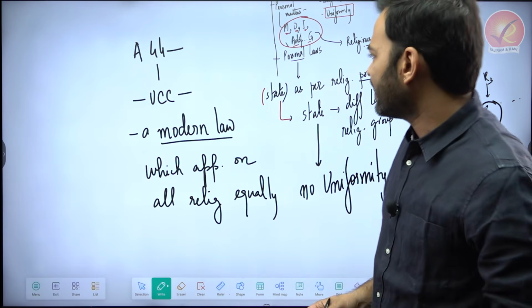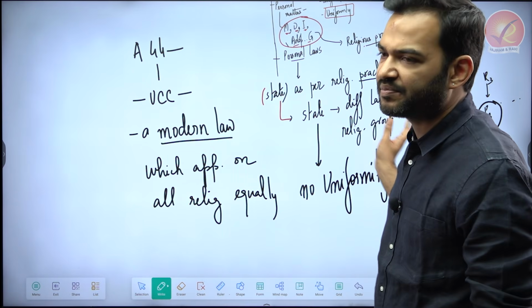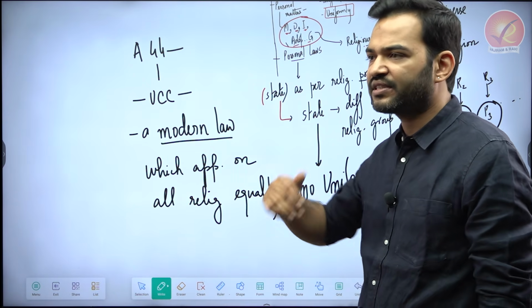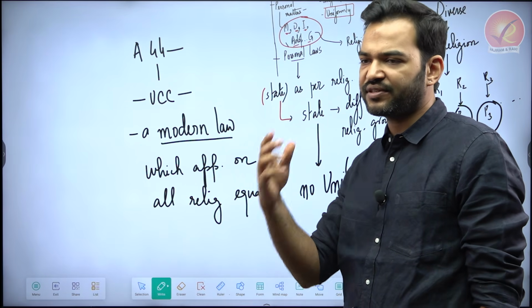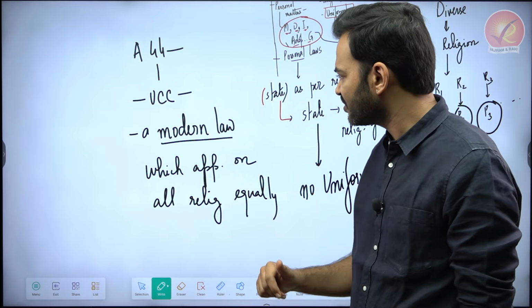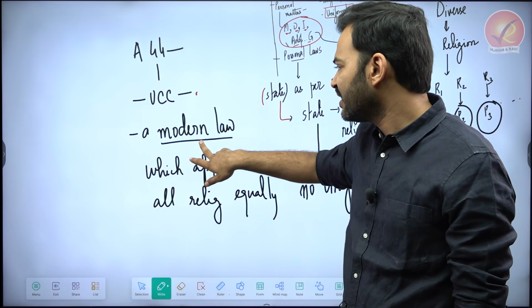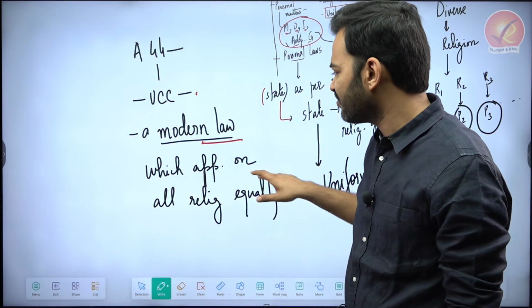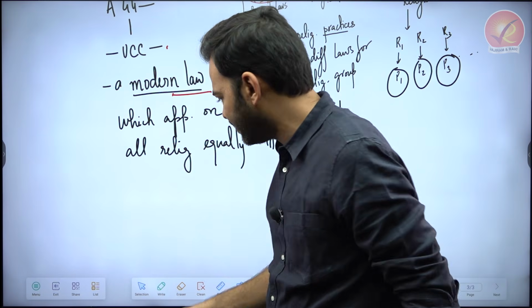So again I repeat, as of now, the state has made personal laws as per religious practices, and different religious groups have different religious practices. Therefore, different religious groups have different personal laws. But Article 44 says bring UCC, and if UCC comes, there will be a model law which is applicable on all religious groups equally.